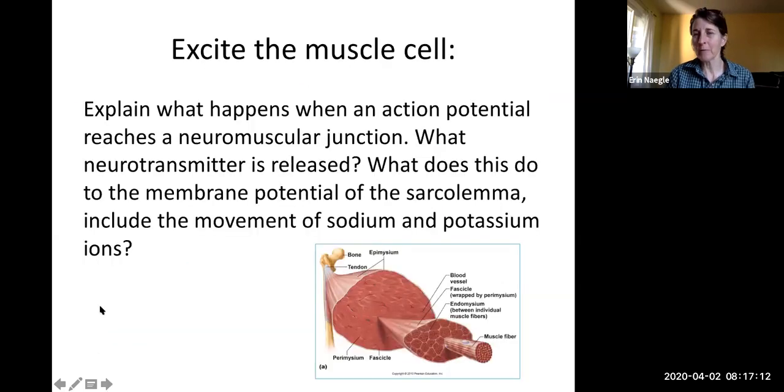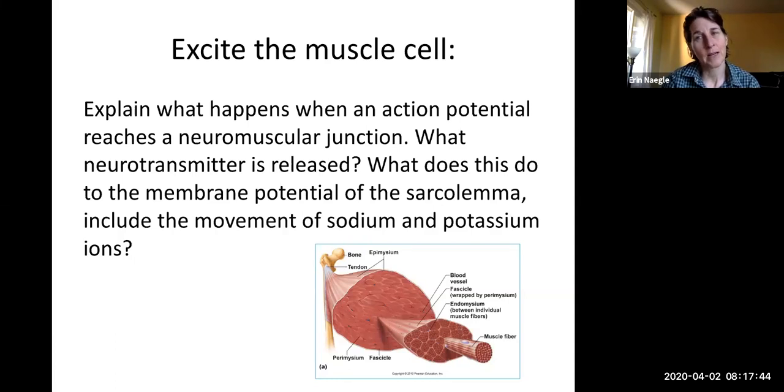All right, so now we've got the basics and the mechanics around, let's excite our muscle. Next learning objective: explain what happens when an action potential reaches a neuromuscular junction. What neurotransmitter is released? You already know, it's acetylcholine. Nice job. What does this do to the membrane potential of the sarcolemma, and include the movements of sodium and potassium ions? We're going to watch a video, but what does that do to the membrane potential?